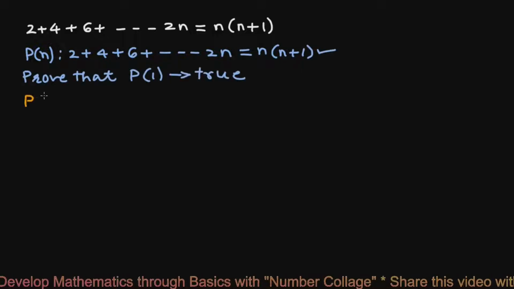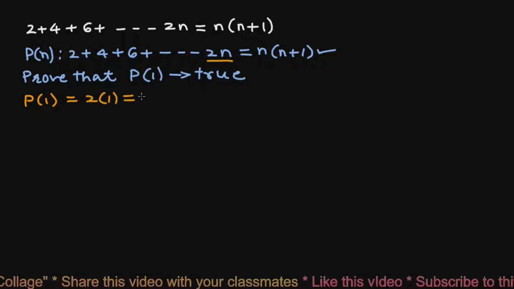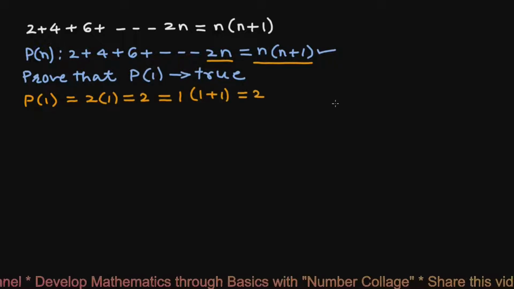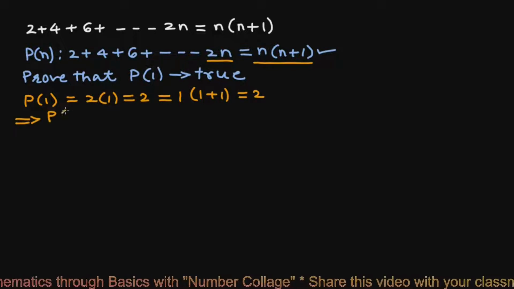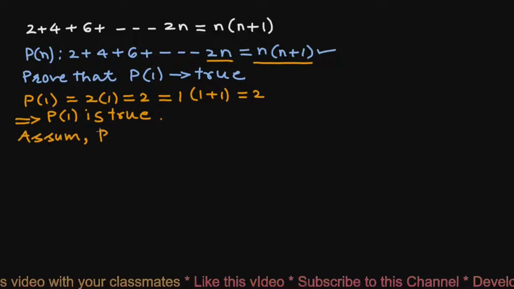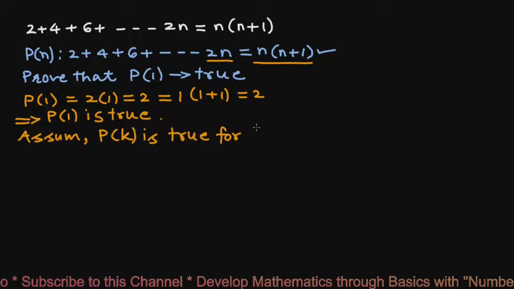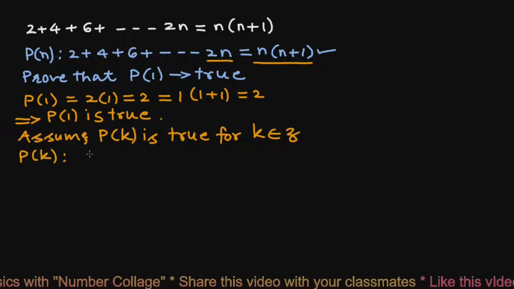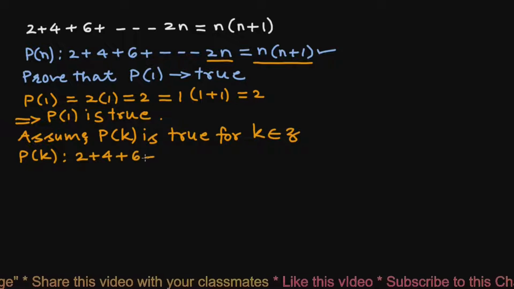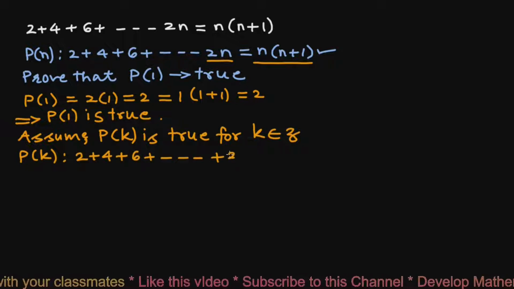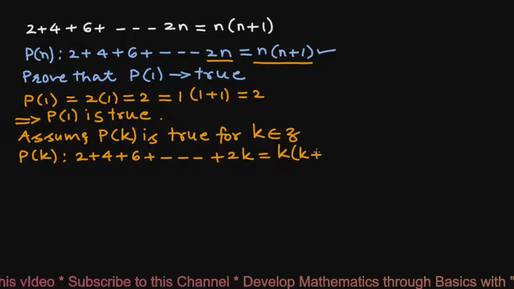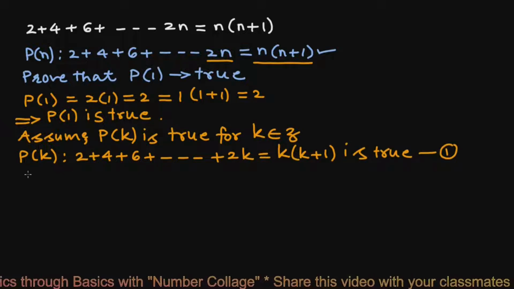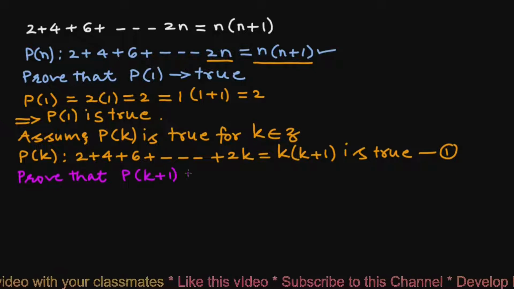So here P1 will be 2 into 1 equals 2, which equals 1 into 1 plus 1, that is 2. So that implies P1 is true. Next we assume Pk is true for some k, a positive integer. So we write Pk as 2 plus 4 plus 6 plus so on and so forth up to 2k equals k into k plus 1 is true. We name this 1.